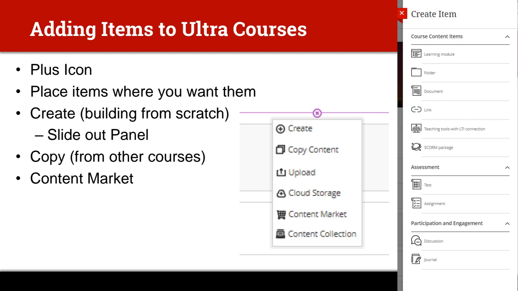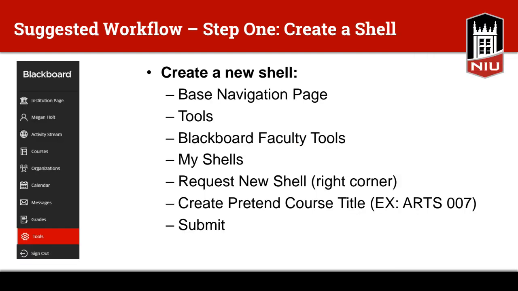When you click that plus icon, at least when you're building, the create item panel will slide out from the side and you have all these different options. Building from scratch, you'll click create, copy and content, obviously copy. And then the content market is how you connect to those third-party tools and content. So, as I said, it's a great idea to create a shell. I want to go over that real quick.